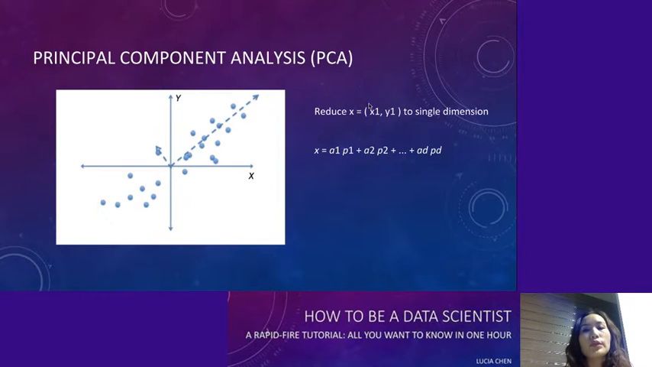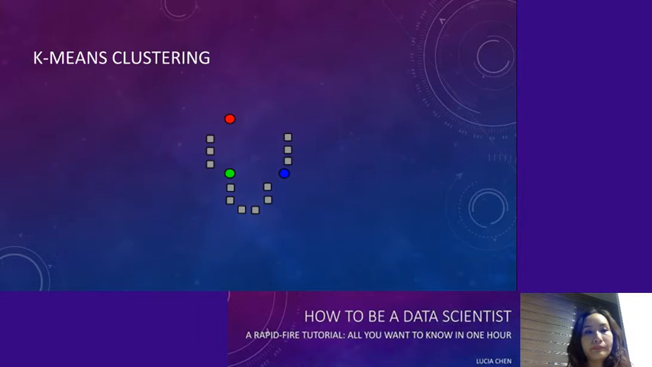If you want to reduce it to a single dimension, you can do a principal component analysis, use this function to do that. So you don't need to know how to do the function, but you need to understand why we need to use this and how it works.